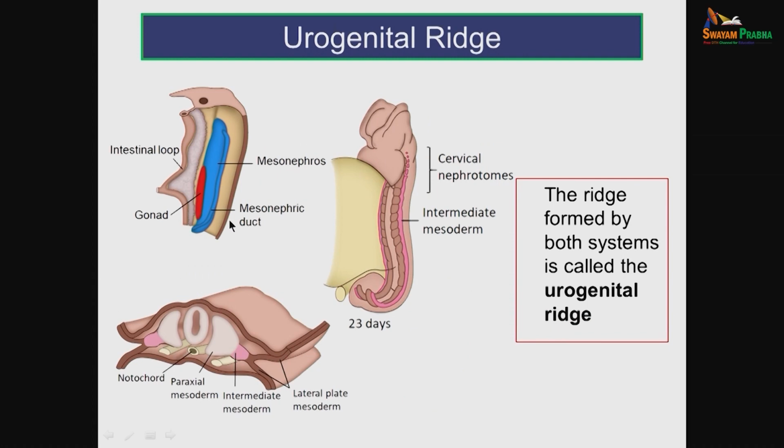So, once the embryo folds and the peritoneal cavity is formed within the embryo and the gut tube is suspended by a dorsal mesentery, what happens is there is a ridge which is formed by the intermediate mesoderm within the embryo in the posterior wall. This ridge is called as urogenital ridge. The ridge formed by both systems is called as urogenital ridge. So, we will focus on the urogenital ridge. You can see in this picture the urogenital ridge.